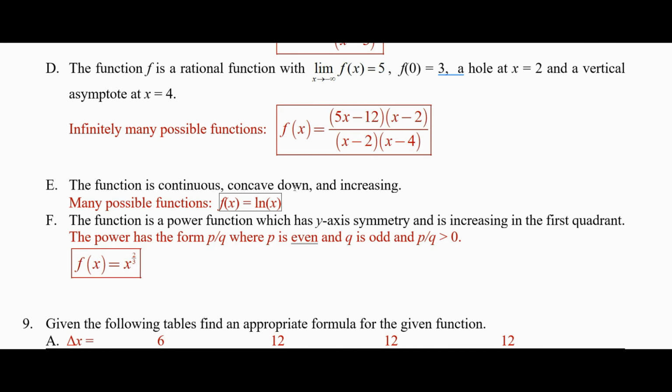A function is continuous, concave down, and increasing. There's many possibilities. One would be a logarithm function. Another one would be like a square root function, or certain power functions would look like that as well. Notice it did not say the domain had to be all real numbers.